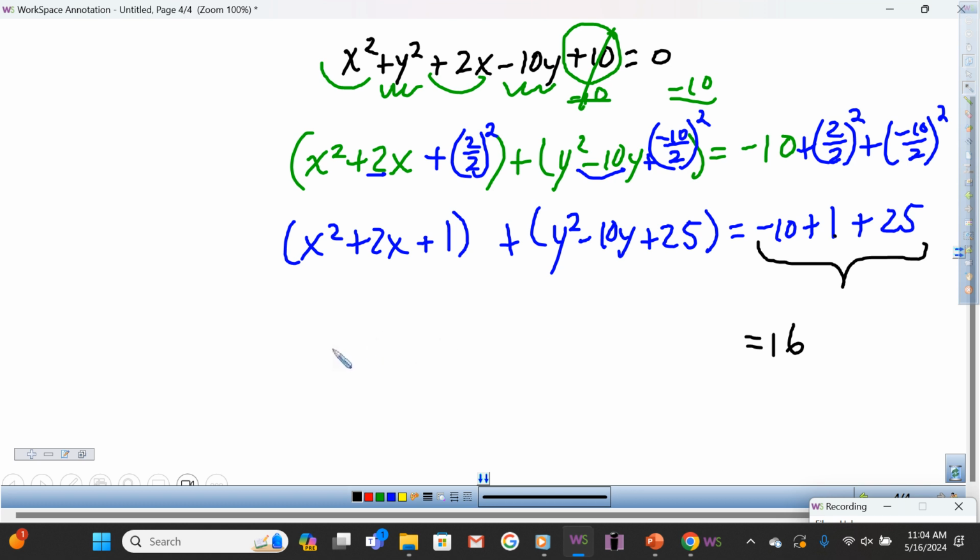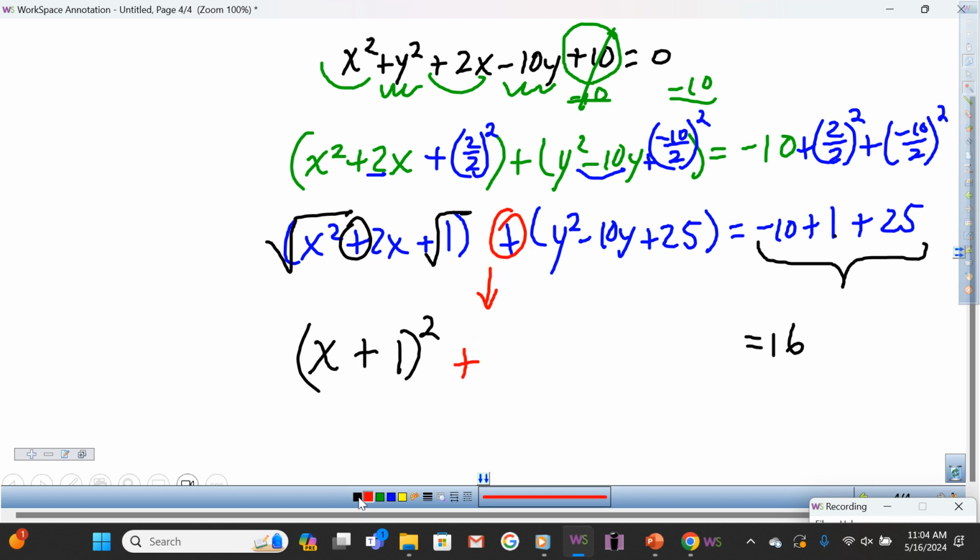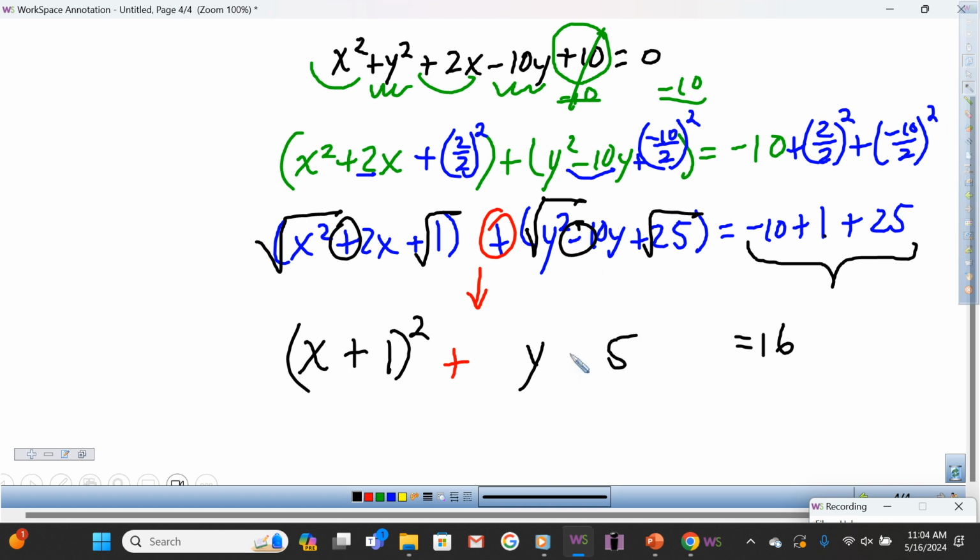However, at this point, I'm going to factor these to save a step. Here we go. Look up. Remember the shortcut? Square root of the first, square root of the last, sign of the middle, squared. From there, bring the plus down. Let's do the same to the second one. Square root of the first term, square root of the last, sign of the middle, squared. And this is our standard form.